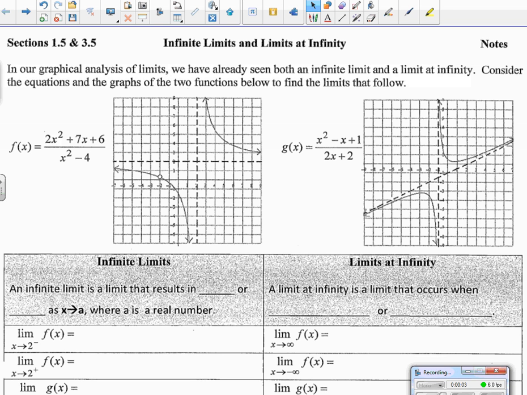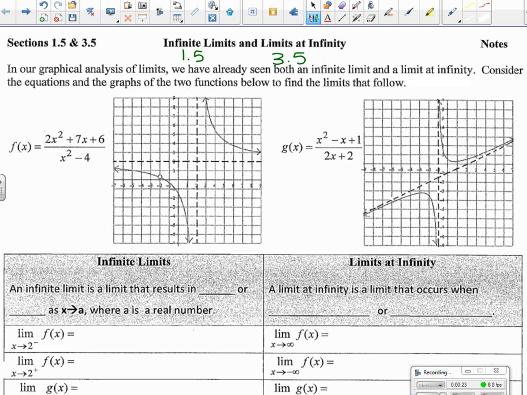Okay, welcome to sections 1.5 and 3.5. 1.5 is about infinite limits and 3.5 is about limits at infinity. Hopefully through this discussion we can determine what the difference is, because they do sound quite similar. In our graphical analysis of limits, we've already seen both types of these limits. We've seen both an infinite limit and a limit at infinity.